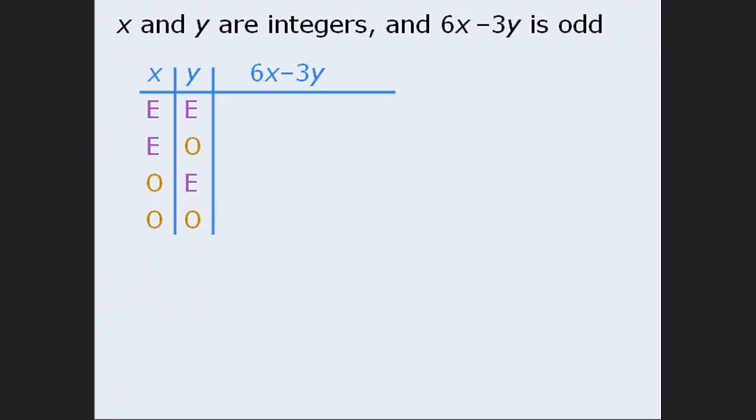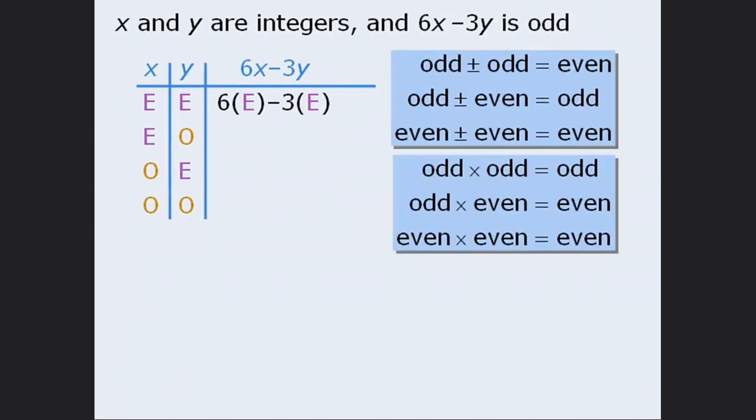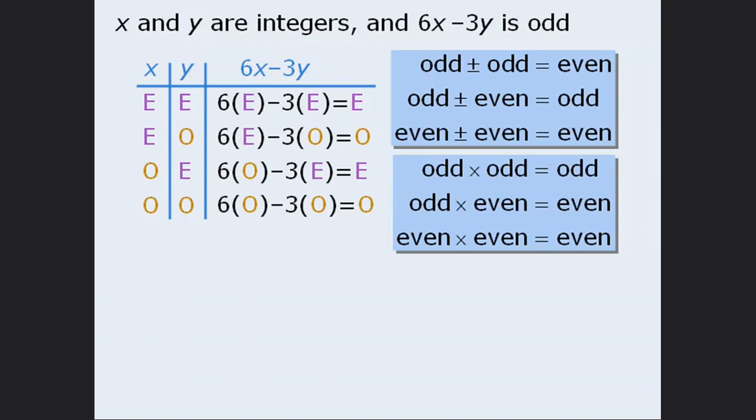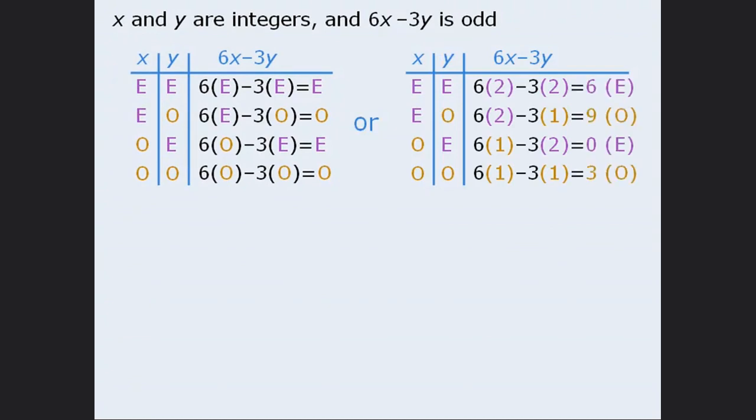So for the first case, we'll plug in e's to represent even numbers, and then by applying our rules, we can see that the expression evaluates to be an even number. Following the same steps, we can test the other 3 cases as well. Alternatively, we can plug even and odd numbers into our expression and then evaluate them to get identical results. We've now tested all possible cases.